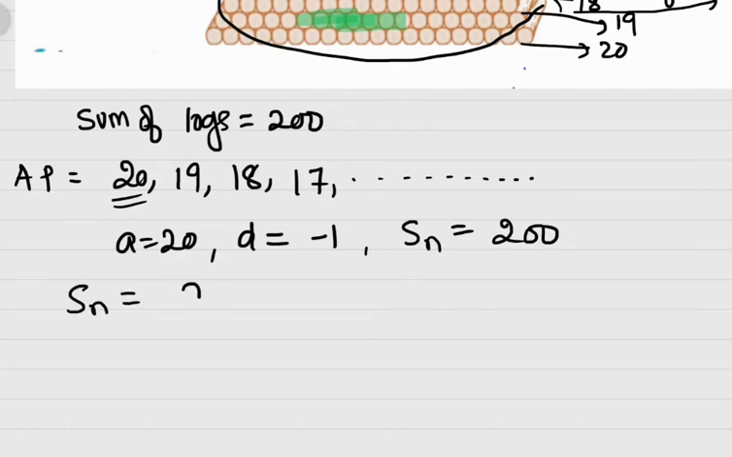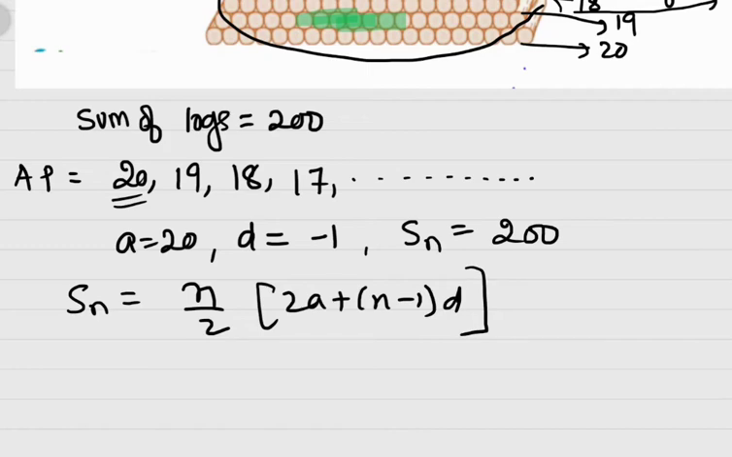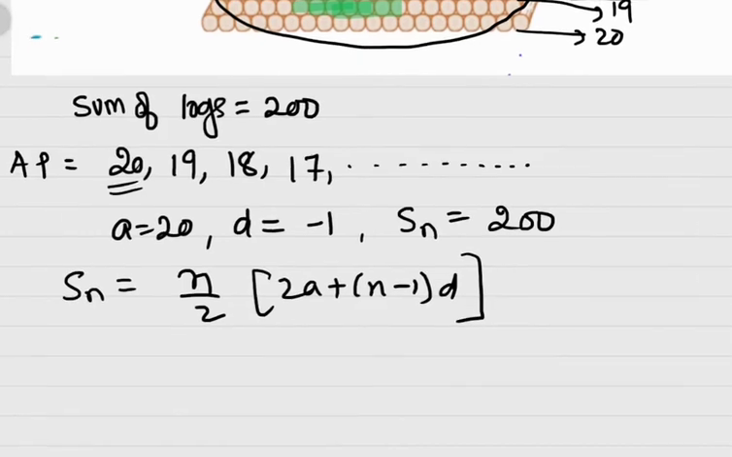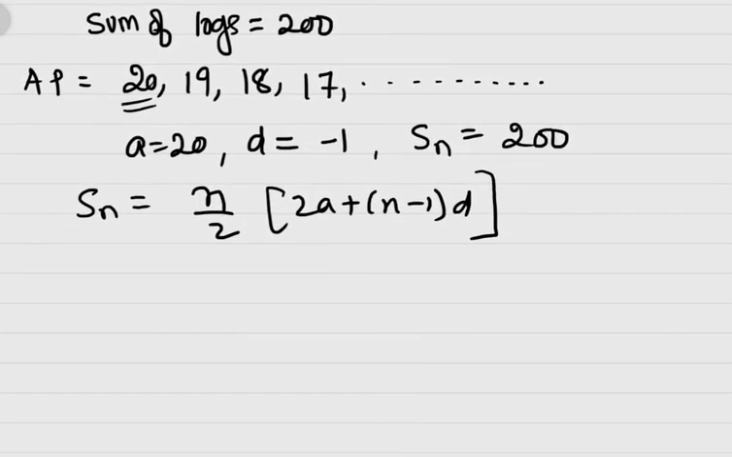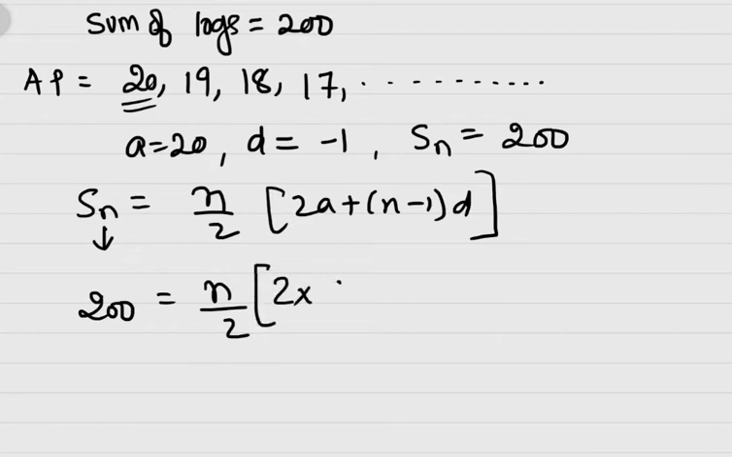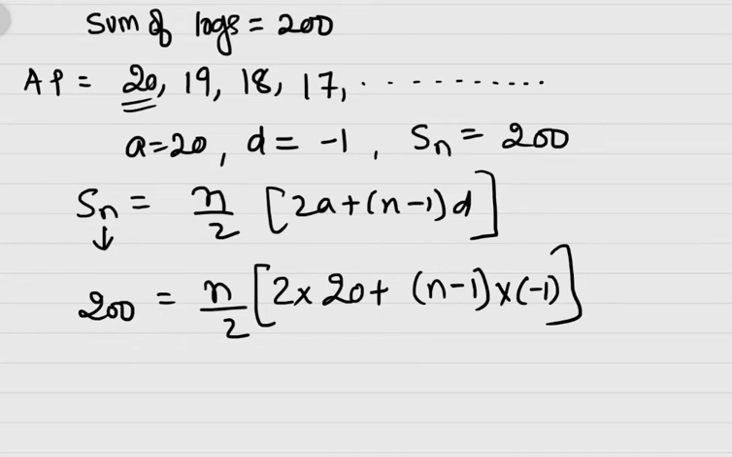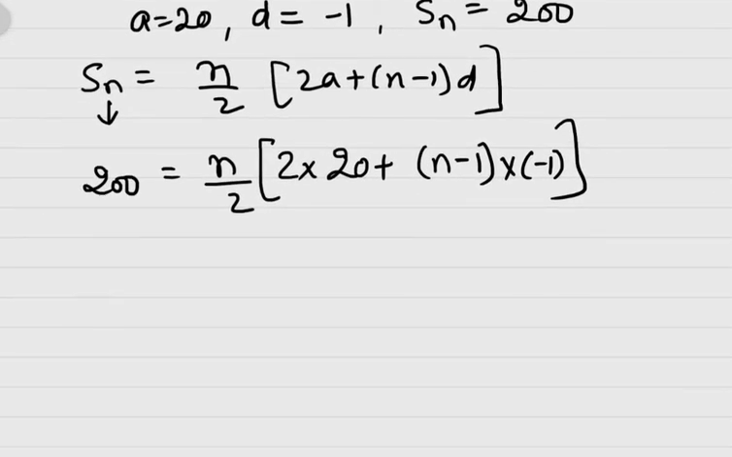Sn will be equal to n by 2 into 2a plus n minus 1 into d, in case you don't know the last term. Now see, just put the values. What is your Sn? It is equal to 200. Now you don't know the value of n, so n by 2. Now 2a, so a is equal to 20, plus n minus 1 into d, which is equal to minus 1. Now simply do the simplification work.